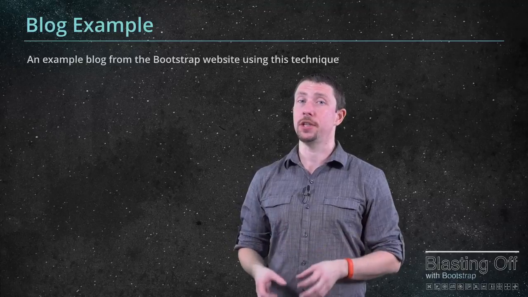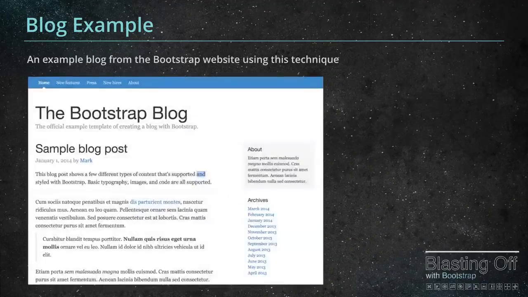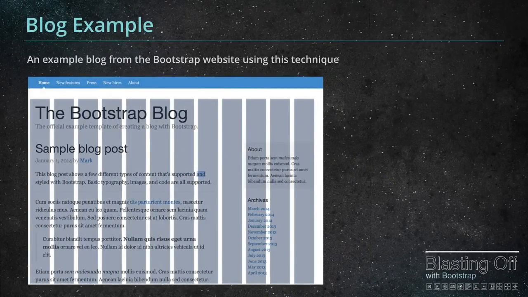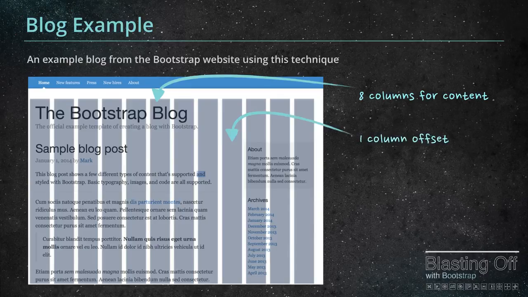Let's take a look at an example website from the Bootstrap webpage using this technique. This Bootstrap blog illustrates the concept we were just talking about. So if you take a look at it, there's 8 columns of content, 1 column of offset, and then another 3 columns for the sidebar.